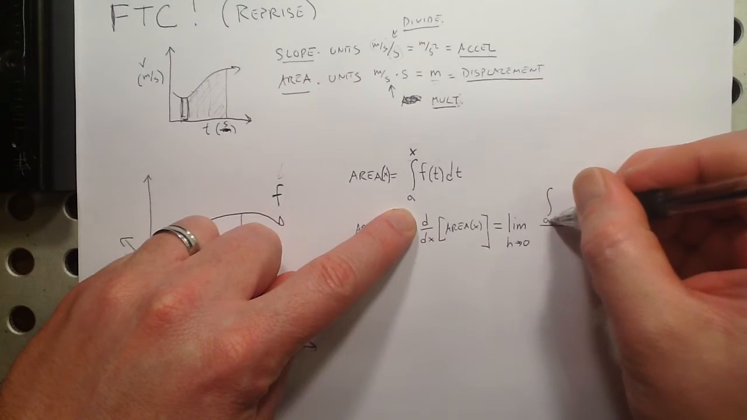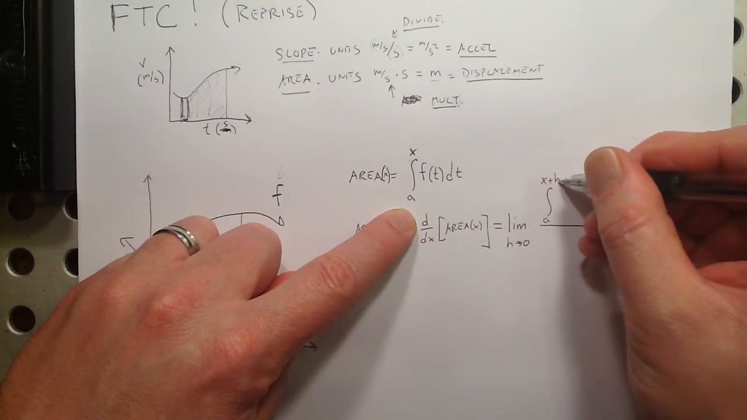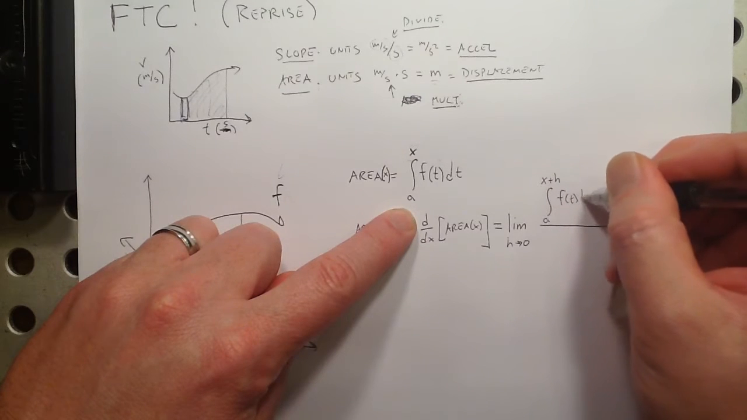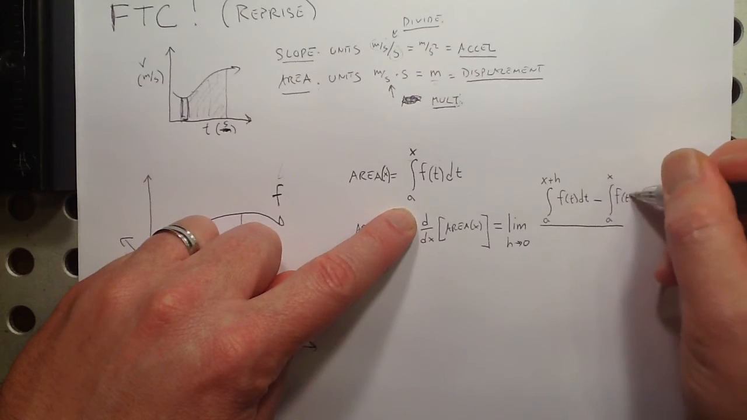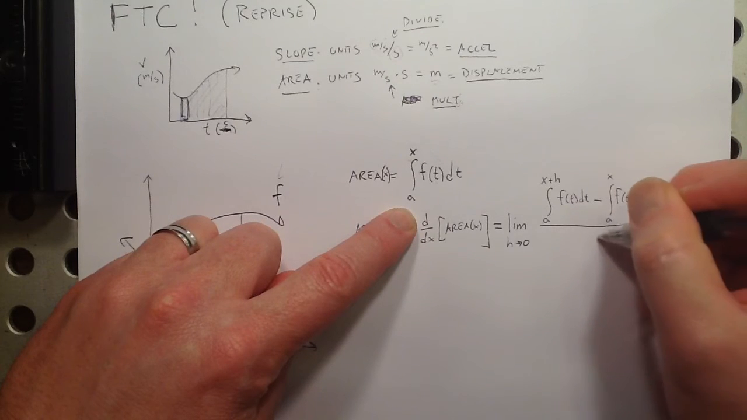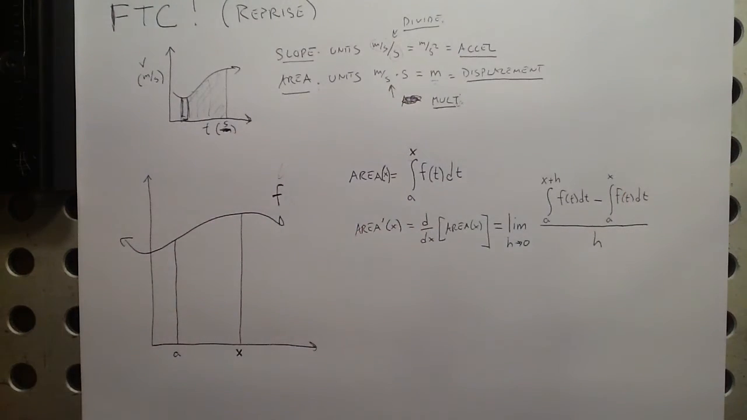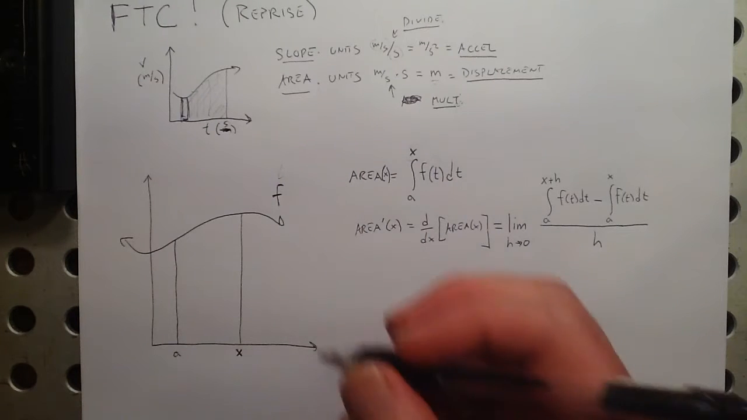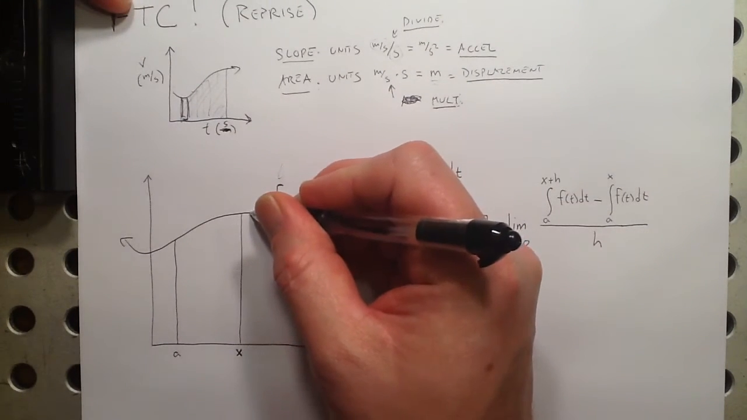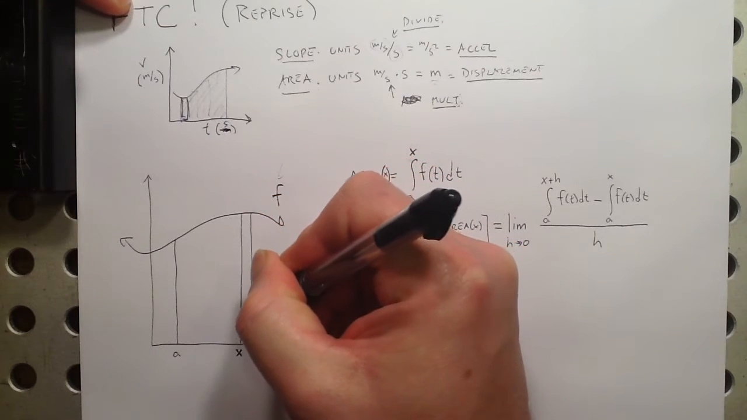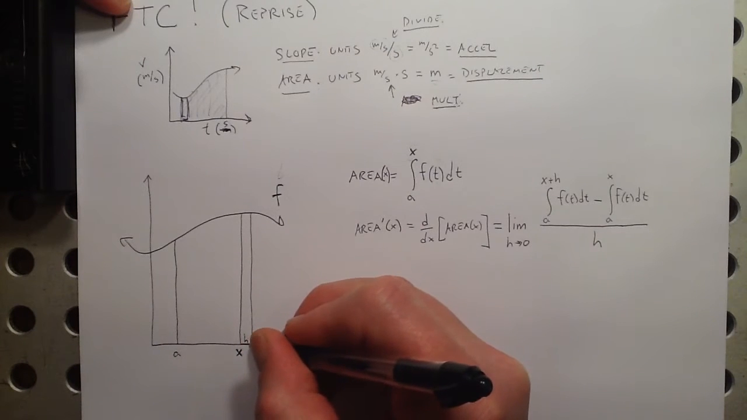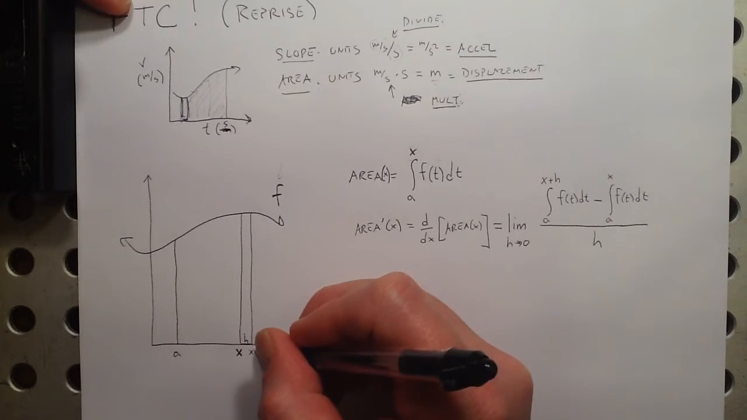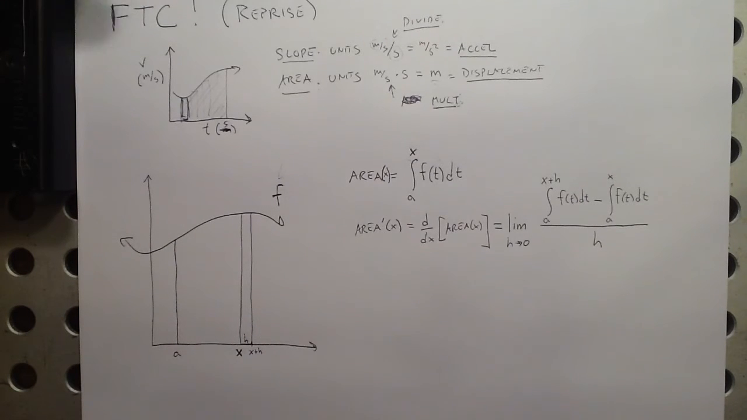It would look like the integral from a to x plus h of f of t dt, minus f of x, all over h. Right, now I'm going to go back to that picture for a minute and say, let's say I draw in here, let's say that this is that little distance h. So this right here would be x plus h.